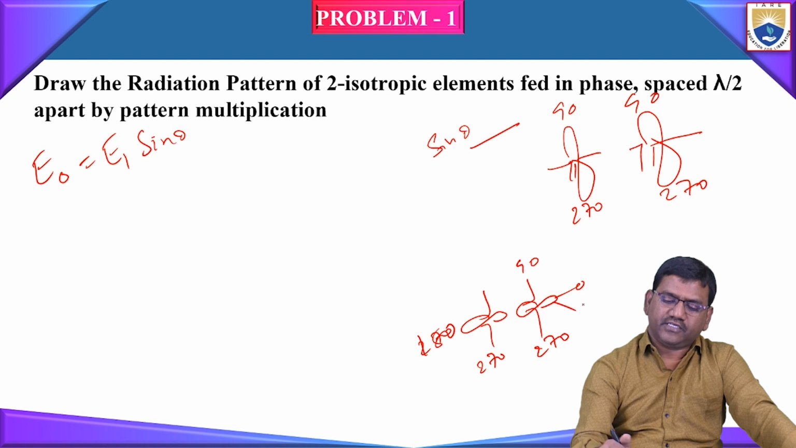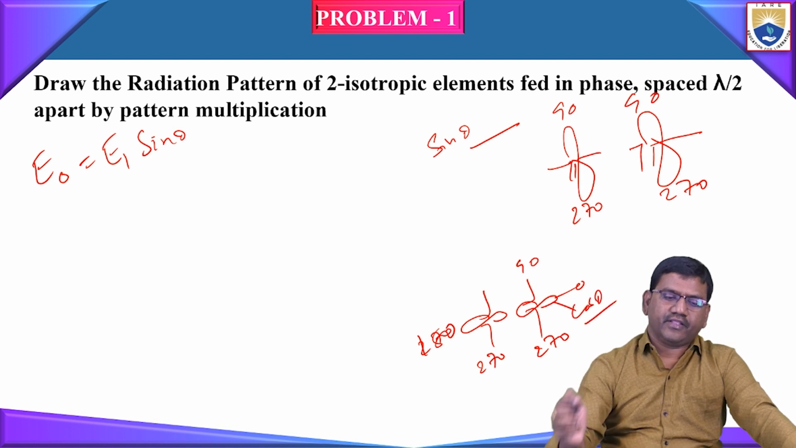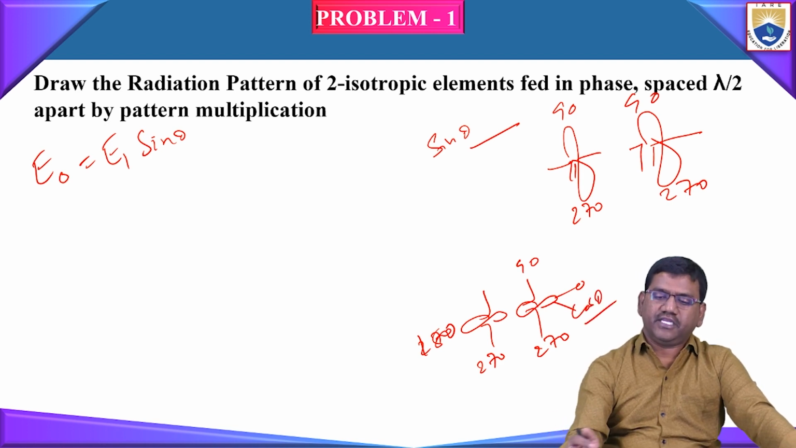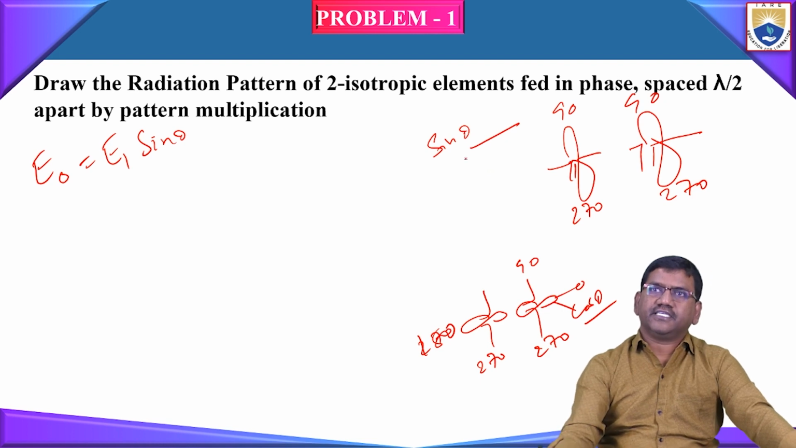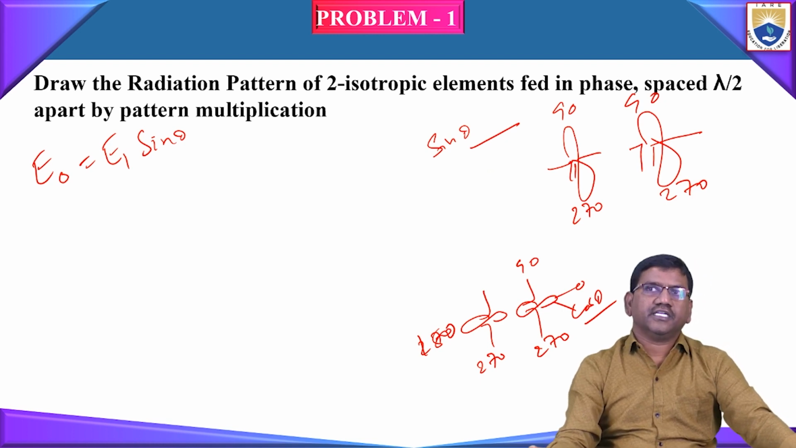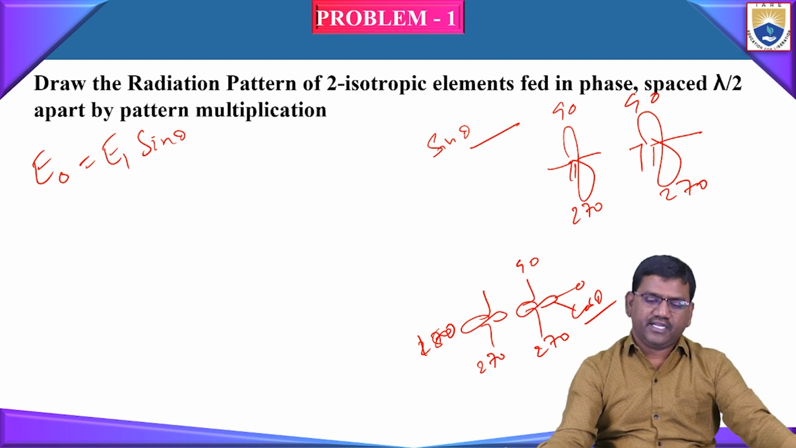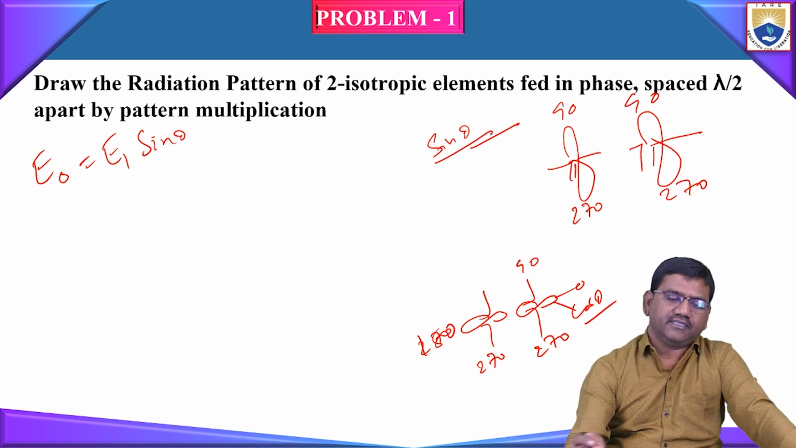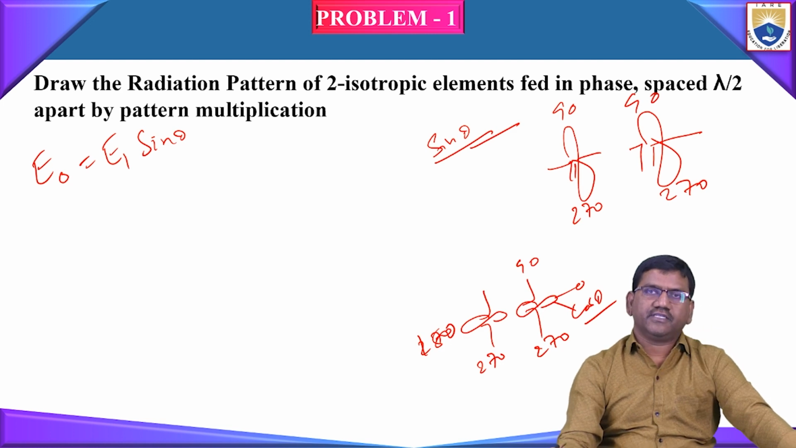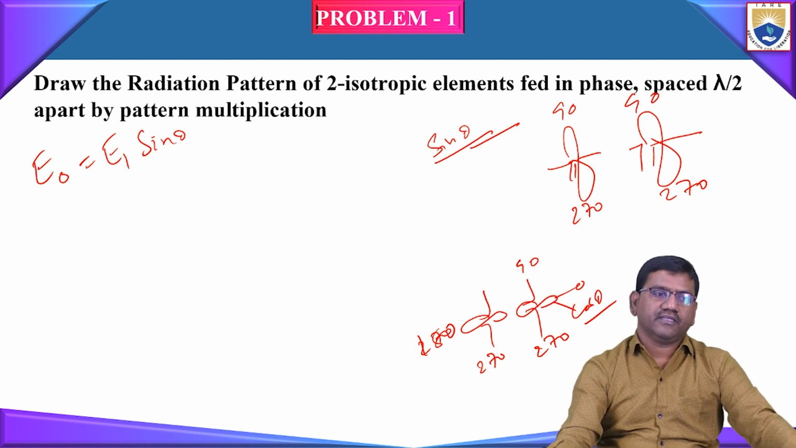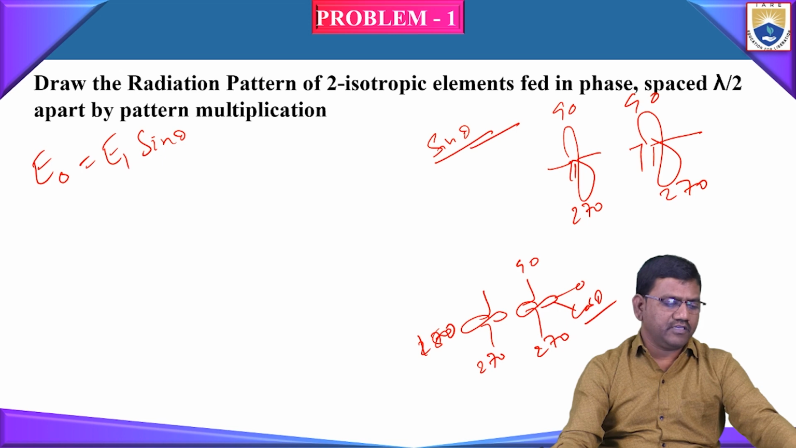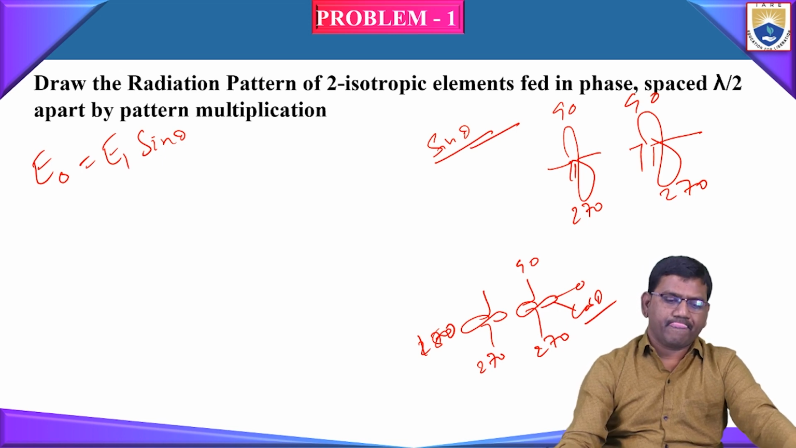So for this, the function we can take is cos theta. Whenever the dipoles are horizontal, take the function sine theta, since the radiation pattern is perpendicular to the axis of the array. Hence we are taking a sine theta here. So E0 is equal to E1 sine theta for an individual element.